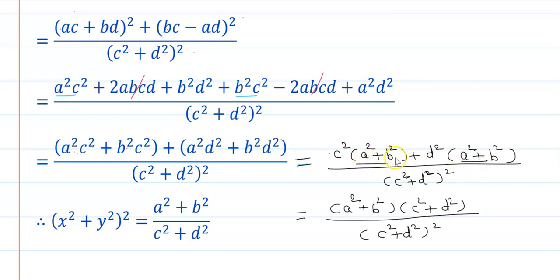Again take A square plus B square as common, and then in the next bracket C square plus D square. Again one C square plus D square in the bracket is 1, here it is 2, so one will cancel. A square plus B square remains as it is, and instead of C square plus D square bracket square, only one power remains. Hence x square plus y square bracket square is equal to a square plus b square upon c square plus d square, in this way.